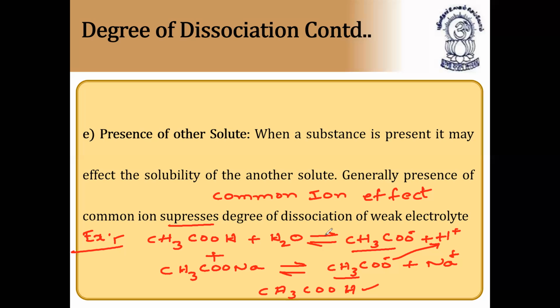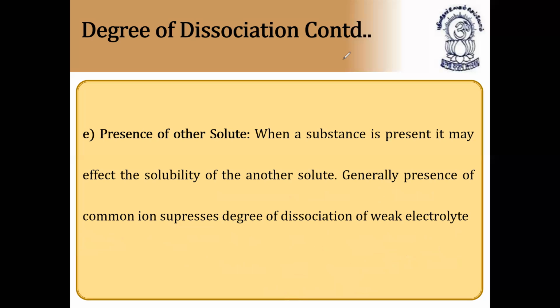Alpha is affected by nature of solvent, second, nature of electrolytes, third, effect of dilution, fourth, effect of temperature, and fifth, presence of other solute. If the other solute contains a common ion with reference to the weak electrolyte, then it will suppress the dissociation of the weak electrolyte. So to suppress the dissociation of a weak electrolyte, we can add a substance which contains a common ion. Hence, it is also called common ion effect. So these are the five factors affecting alpha. Note down in your classwork.